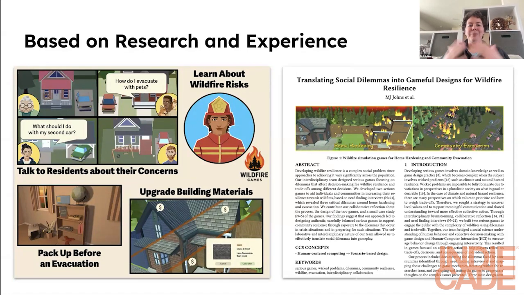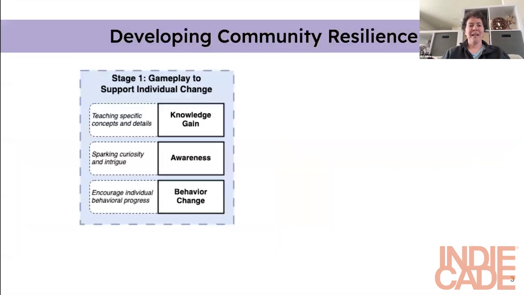But yes, just to give you a little bit of context, the framework that I'm going to present is based on our experience developing games and also on existing research about how games are developed for these types of topics. So to give a little bit of context about how the framework is going to address community climate resilience, you can break down community resilience into several different stages. At the first stage, you think about individual change and how to help individuals make different or better choices when they're dealing with something like climate resilience.